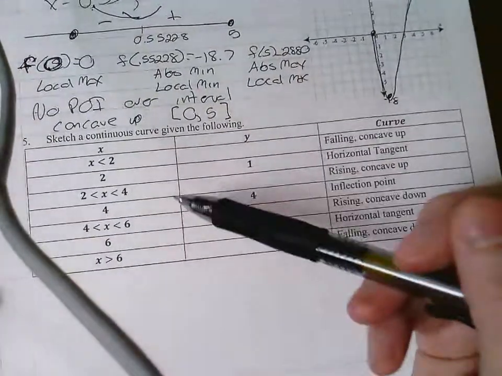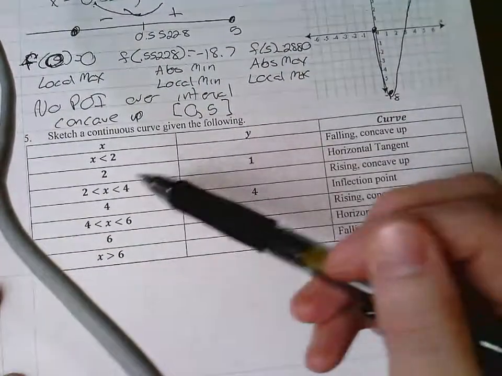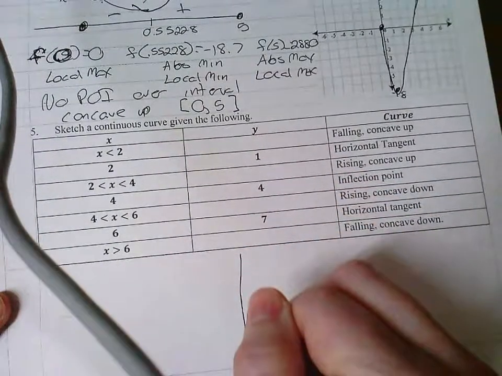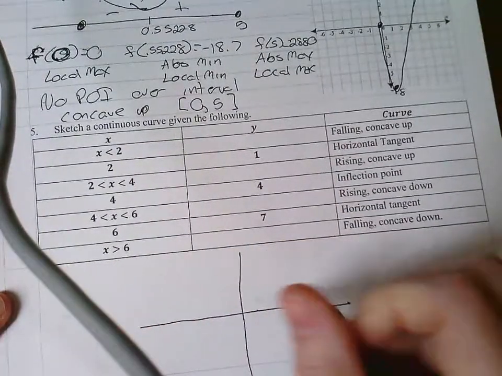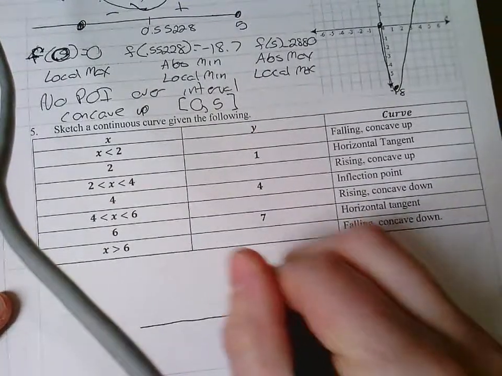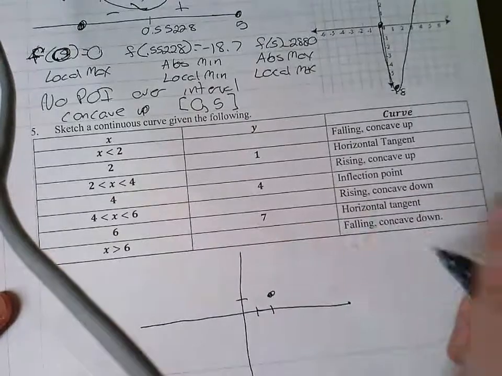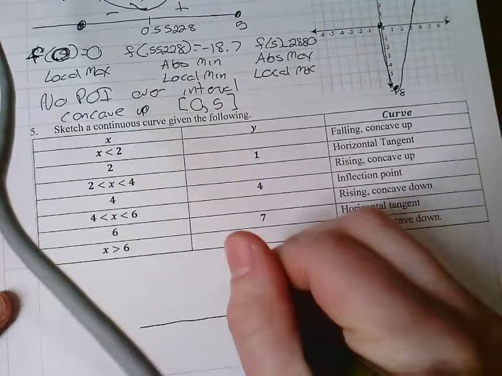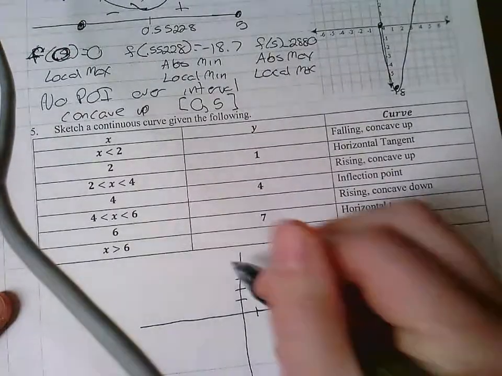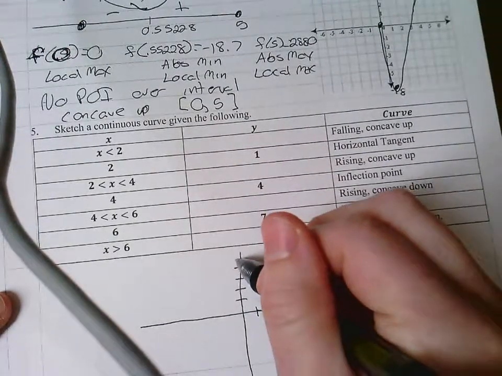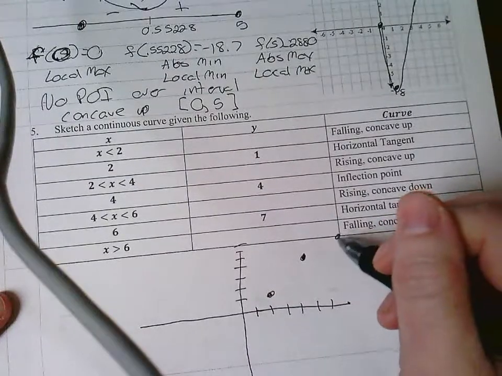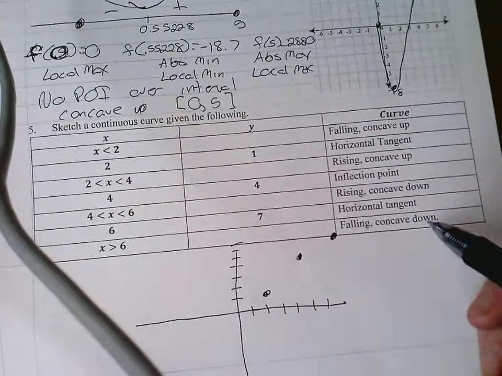Okay, so let's sketch a continuous curve given the following. So just take this one step at a time. Do the defined points first. So you have 2, 1, 4, 4, 6, 7. 1, 2, 3, 4, 5, 6, 7.